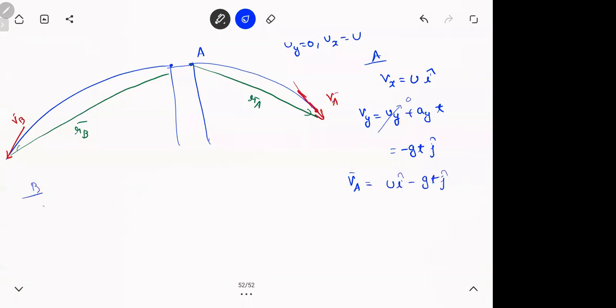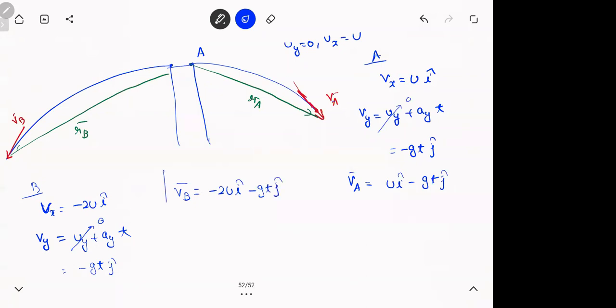For B, what is Vx? Minus 2u i cap, because you're going backside. What is Vy? Same thing. Uy plus ay t, but Uy is 0. There's no vertical component. Minus gt j cap. So what is the velocity of B? Minus 2u i cap minus gt j cap. This is the velocity vector of B and the velocity vector of A.